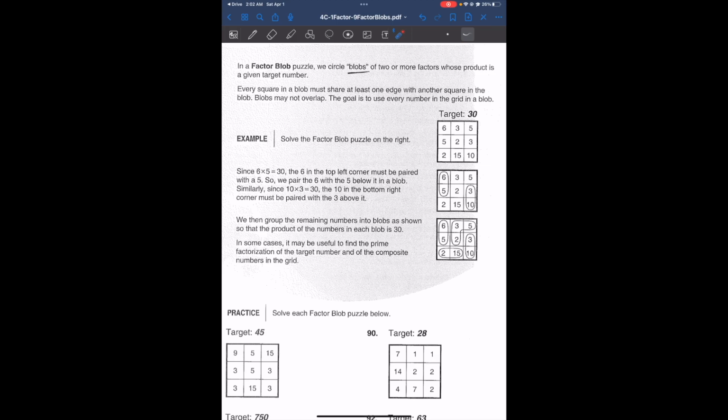In some cases, it might be useful to find the prime factorization of the target number and of the composite numbers in the grid. For example, 2, 3, 5, this blob was a combination of prime numbers.